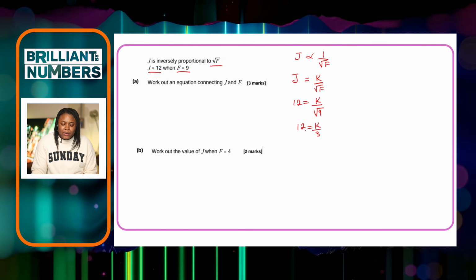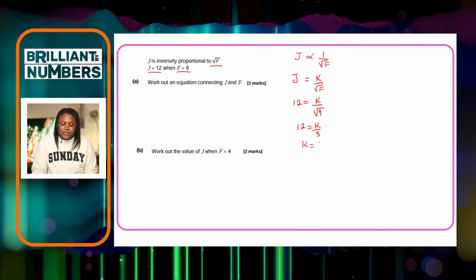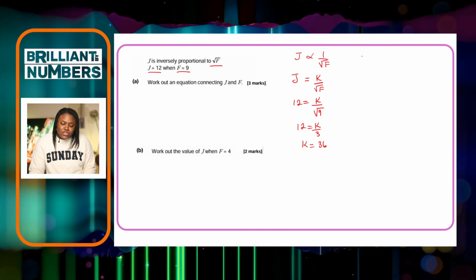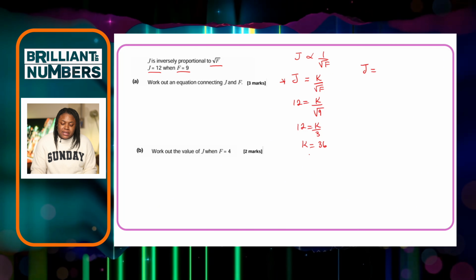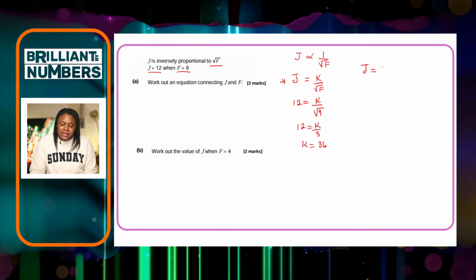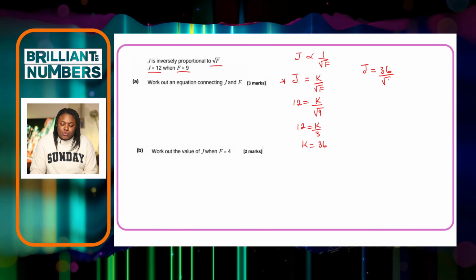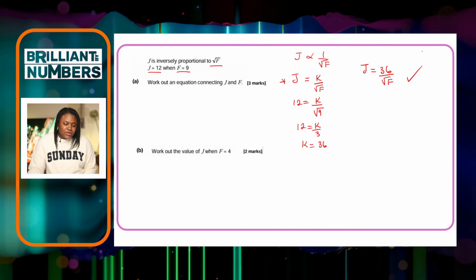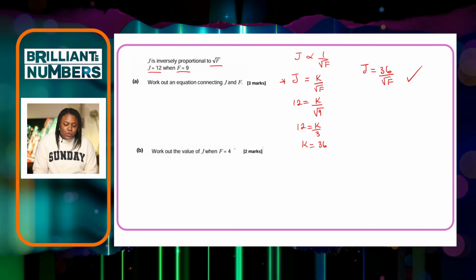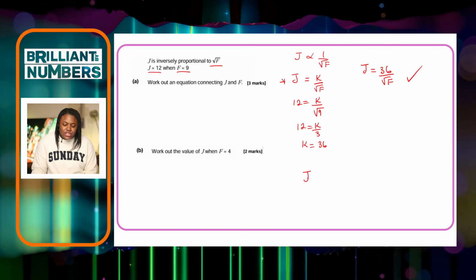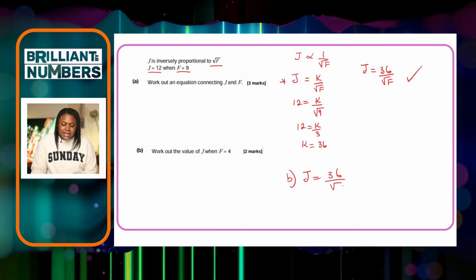So to find K, we will do 12 times 3. So K therefore is equal to 12 threes, 36. So the equation connecting them, using this one, we get J is always going to be equal to, we're replacing K with 36 now that we know it, 36 over root F. So we're finished with part A. Part B asks us to work out J when F is 4. So using the equation, this is part B, J is equal to 36 over root F.